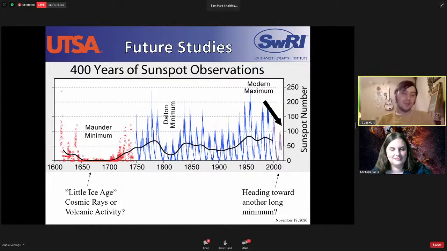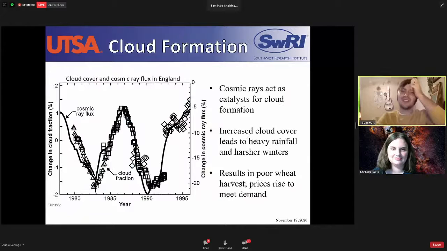But where I would like to see the research go is definitely more all-sky surveys of cosmic rays possibly aiding in cloud formation, because that is the biggest uncertainty: how much of an effect do cosmic rays have on cloud formation. So more studies like this is what I would be interested in. And if I could do it, I would definitely help.